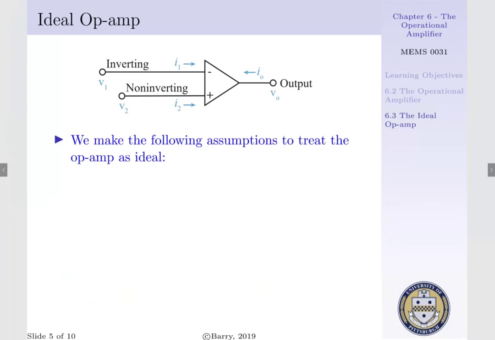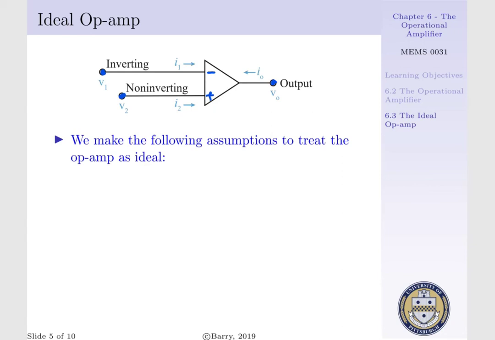Now we can take the schematic and reduce it to what we're actually concerned about. That is, we would have V1 existing at our inverting terminal with I1 entering. We'd have V2 existing at our non-inverting terminal with I2 entering. We'd have V out existing at our output terminal with I sub naught entering.